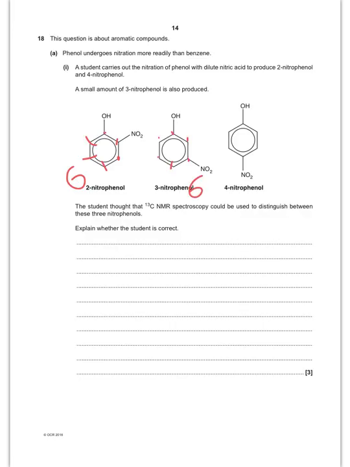However, for 4-nitrophenol, I would see fewer. These 2 would be the same, these would be the same, and that one would be on its own. So I would see 4 peaks for 4-nitrophenol. So he's partially correct. He would see 6 peaks for 2-nitrophenol and 3-nitrophenol, and 4 peaks for 4-nitrophenol. So 4-nitrophenol can be distinguished, but 2 and 3 cannot be distinguished.